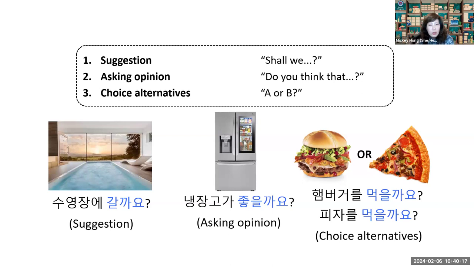So three usages of 을까요. Shall we? If it's a verb, and opinion can be either verb or adjective. You cannot suggest with adjective. And choices, A or B. 수영장에 갈까요? Shall we go to the pool? 냉장고가 좋을까요? Do you think the refrigerator is good, nice? 햄버거를 먹을까요? 피자를 먹을까요? Should we have A or B? Hamburger or pizza?